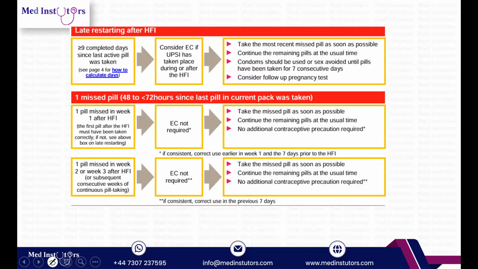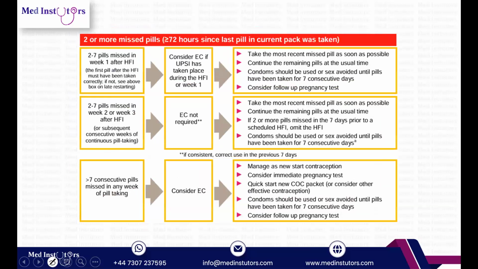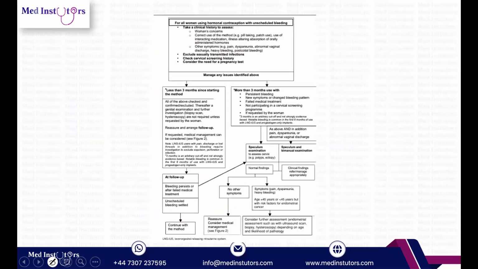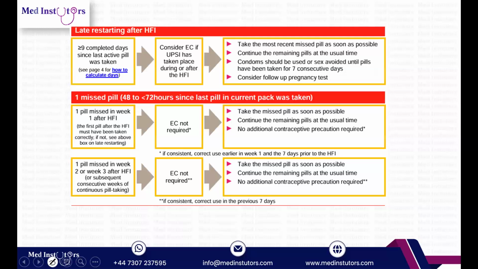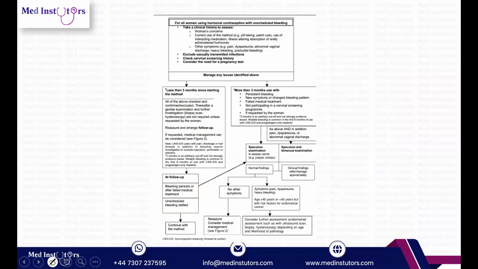This was because I wanted you all to read this. I have shared it on the group already. It is regarding the combined hormonal pill and improper use. Just go through it, it's important. And this is the algorithm for unscheduled bleeding. What do they say? First, if it is less than 3 months since starting the method, and all of the above are checked and confirmed, thereafter a genital examination and further investigation, biopsy, scan are not required unless requested by the woman. So you reassure and you arrange follow-up. See, it's given there.